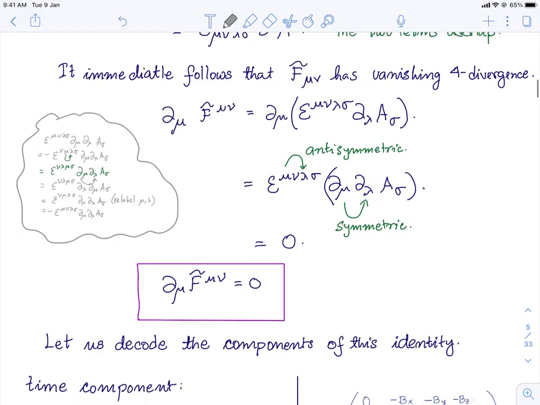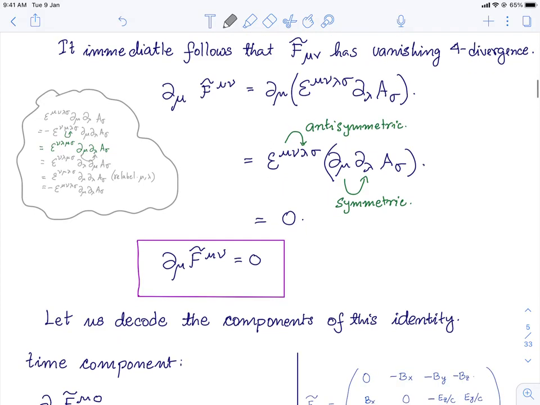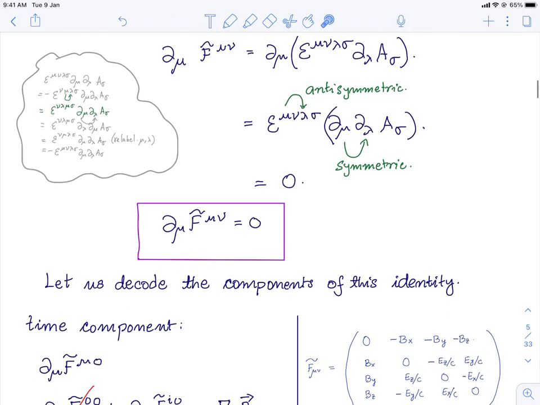And if it vanishes identically, then we can say that the divergence of this dual field strength tensor is 0, and this is true as an identity. So now let us try to decode what this equation, or what this identity, stands for.